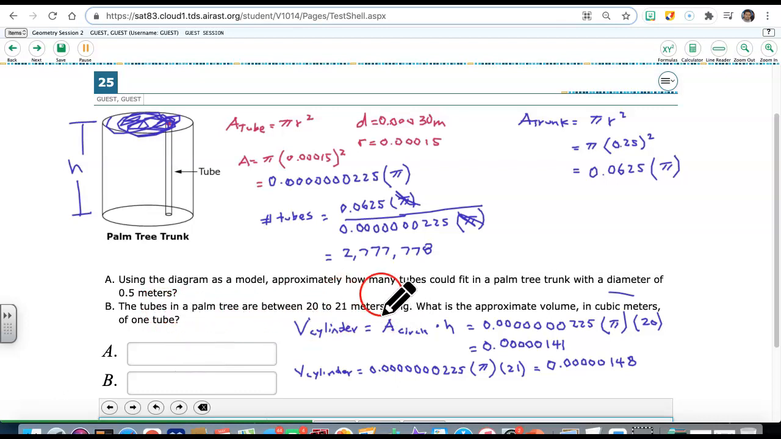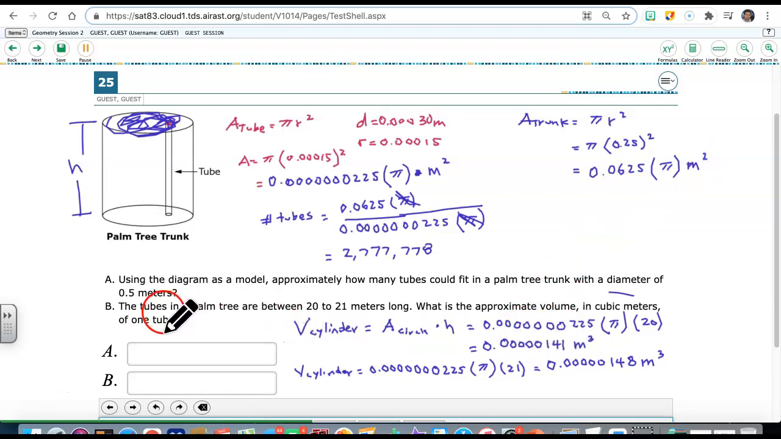Again, remember, what are my units? This is meters. Because this is volume, this is meters to the third power. Because this is area, this is meters to the second power, right? And this is meters to the second power because this is area.